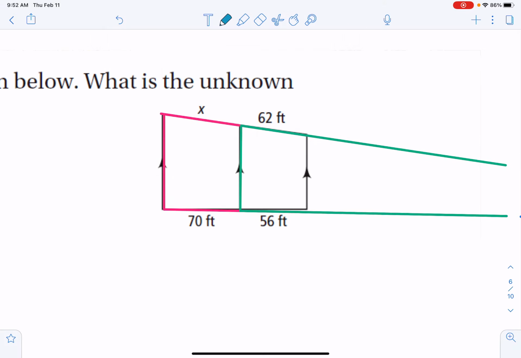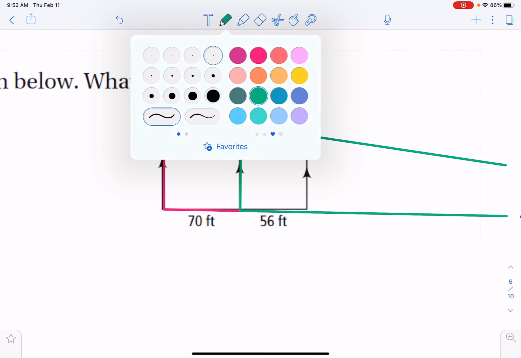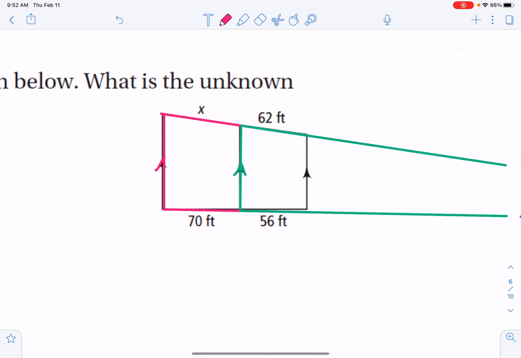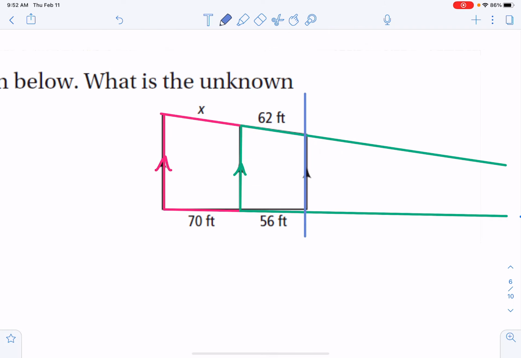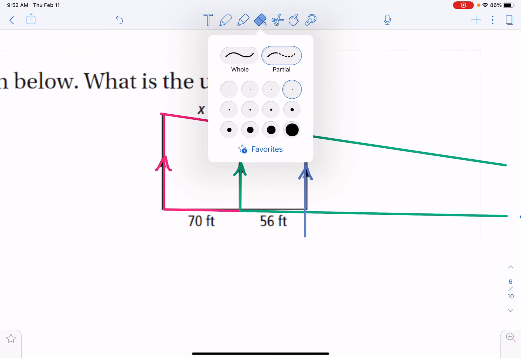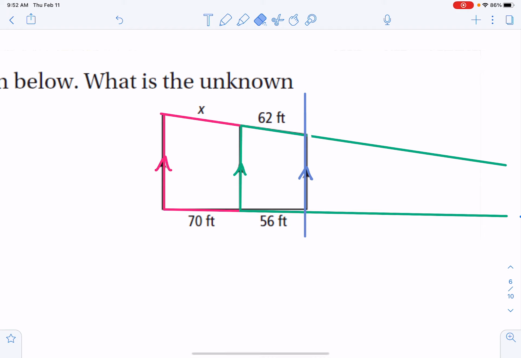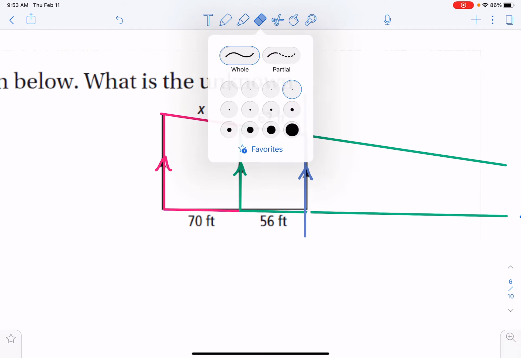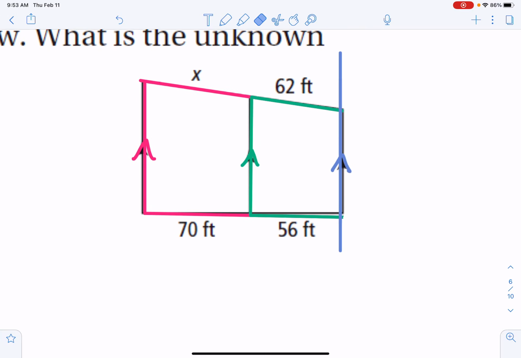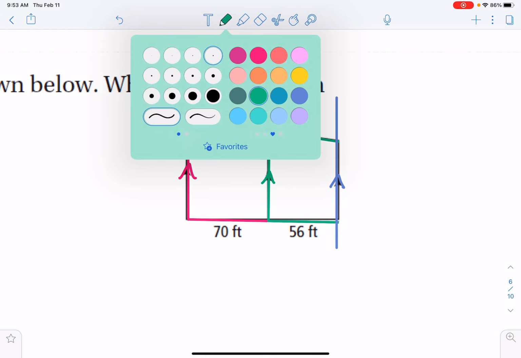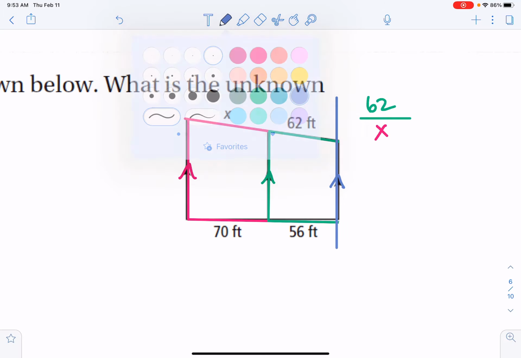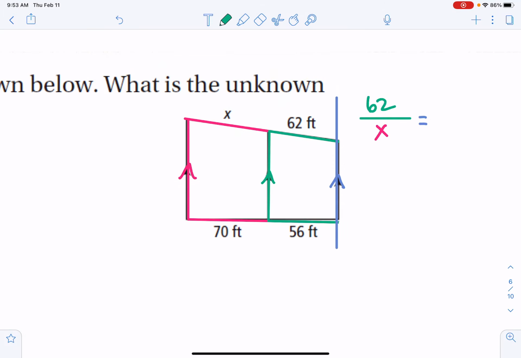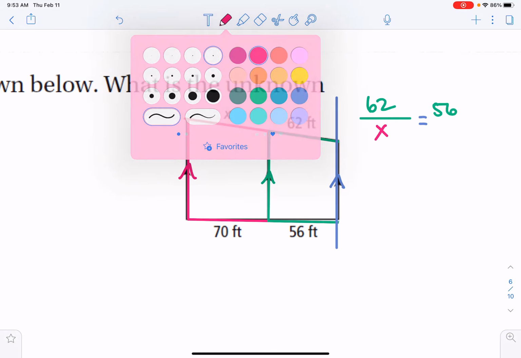It was too big. So then they told us this line is parallel to this one, and then they cut the top of the triangle off with a parallel line. So cut it off here. And so we can say that the 62 over x, again, this triangle is just sideways, is equal to the 56 with the green over the 70.